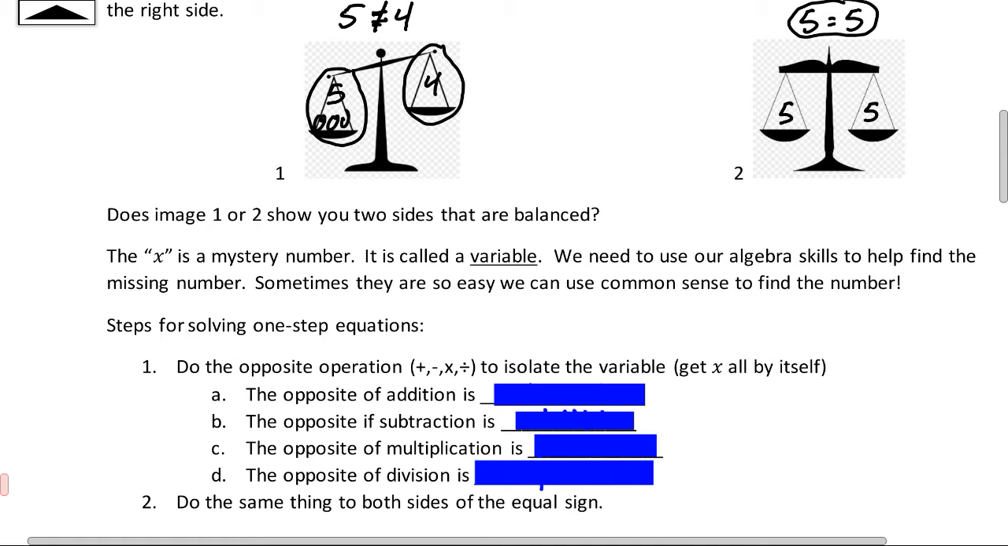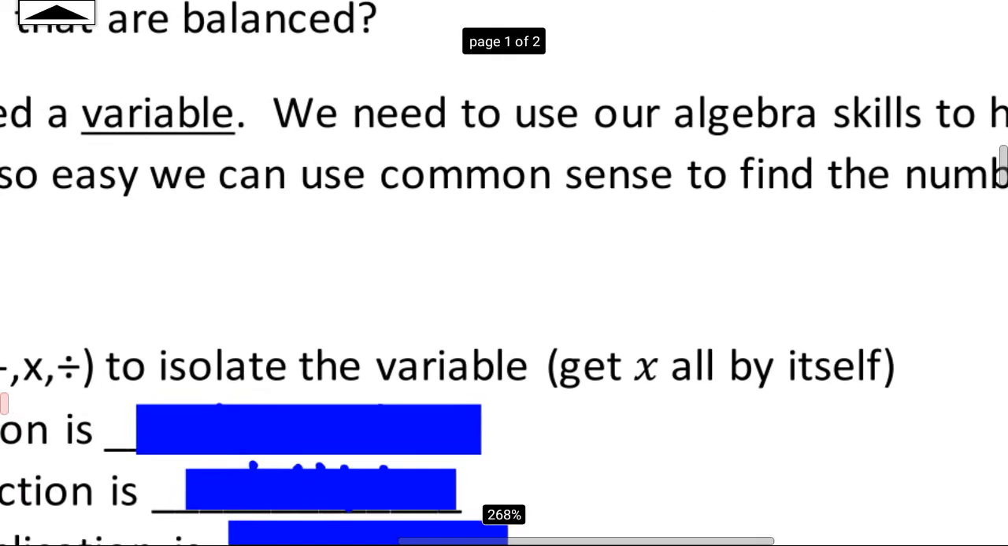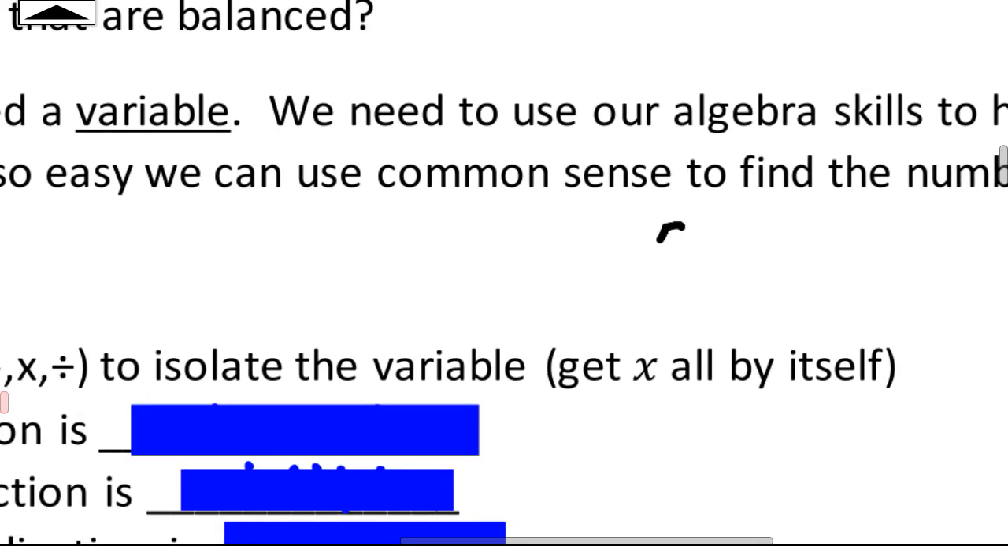Sometimes they are so easy we can use common sense to figure it out. Like, look at a simple equation. What if I had 5 plus x is equal to 7? I'm sure most of you can do this in your head. What mystery number can I substitute in for x to make 7? 5 plus what mystery number makes 7? Well, it has to be a 2. So, in this case, x would be a 2.